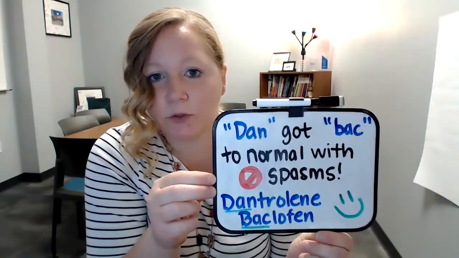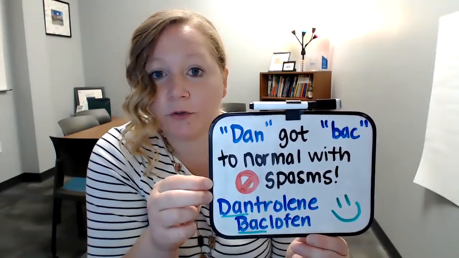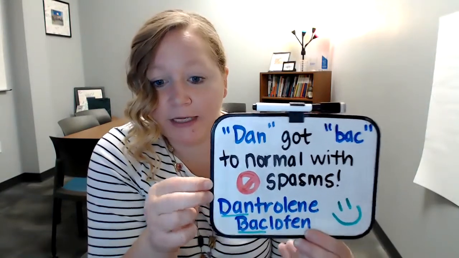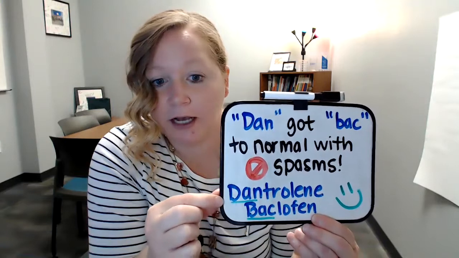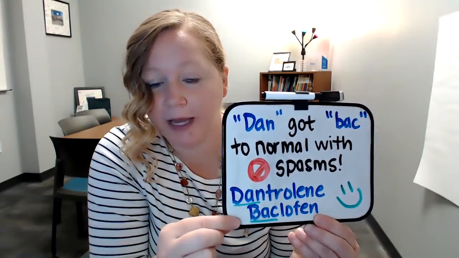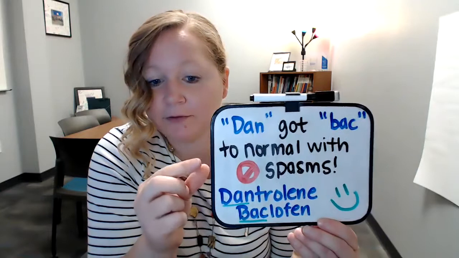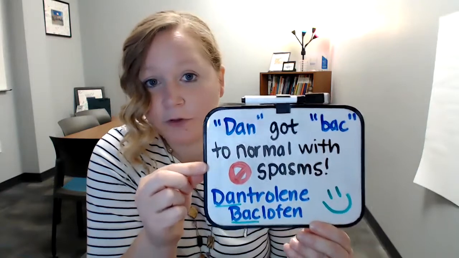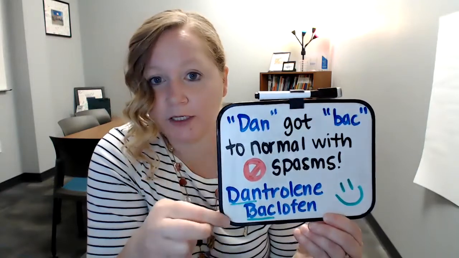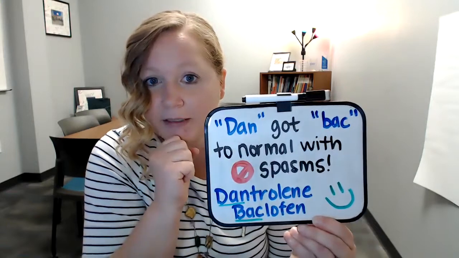Also, for spinal cord injury, sometimes our patients get really spastic muscles. So Dan got back to normal with no spasms. So Dan, for dantrolene, got back to normal, baclofen. So Dan got back to normal with no spasms, with dantrolene and baclofen.